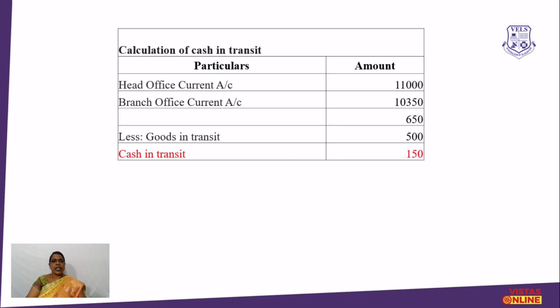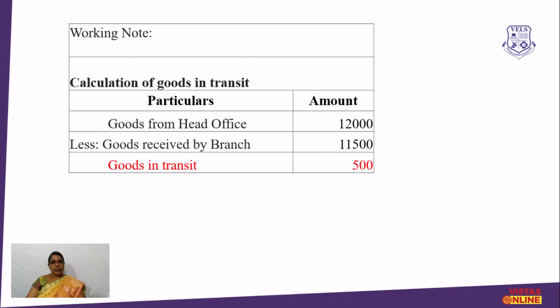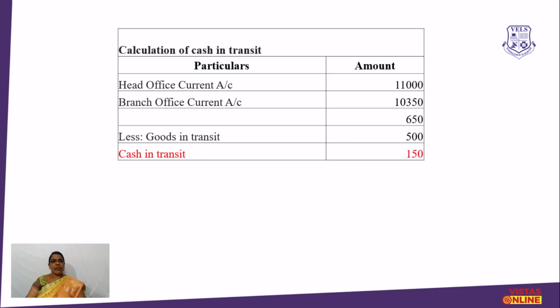Then we can see the calculation of cash in transit. Head office current account 11,000 they have given. Then branch office current account 10,350. 11,000 minus 10,350, we will get 650. Then go back with the calculation of goods in transit, 500, right? That 500 also we will subtract here. After getting the 650 minus goods in transit value 500, 650 minus 500, the balance is 150, that is cash in transit.